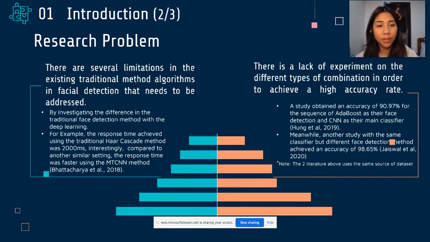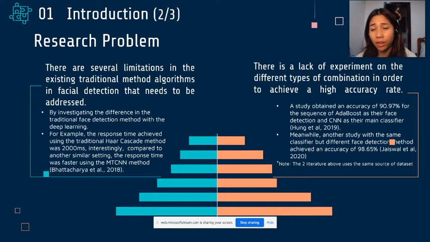Next is the research problem. There are several limitations in the existing traditional algorithms in facial detection that need to be addressed. For example, by investigating the differences between the traditional face detection method and the deep learning method, the response time achieved using the traditional Haar cascade method was 2000 milliseconds. Interestingly, compared to another similar setting, the response time was faster using the CNN method conducted by Bhattacharya 2018.